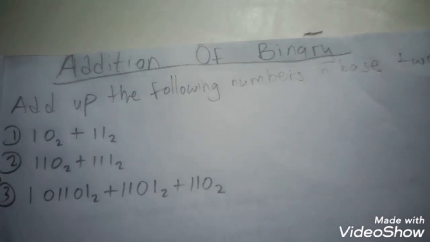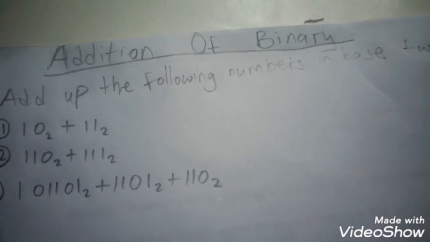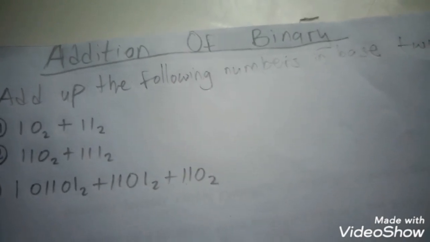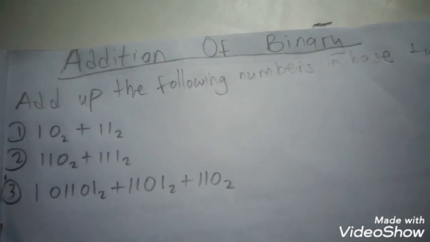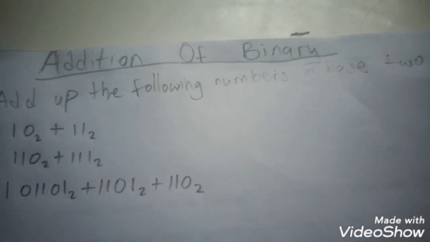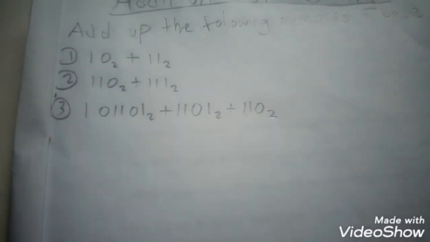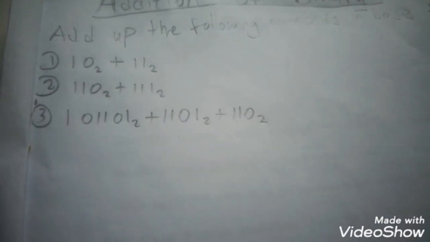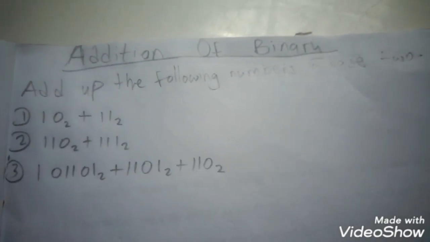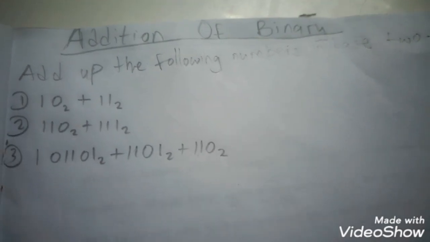So today we'll be doing addition of binary. Now I believe by now you should know binary refers to base 2 numbers. So you have to add up the following numbers in base 2. The first number I'm having here is 10 base 2 plus 11 base 2. Now watch carefully and take note of how you add in base 2.